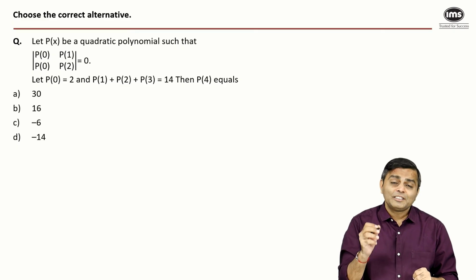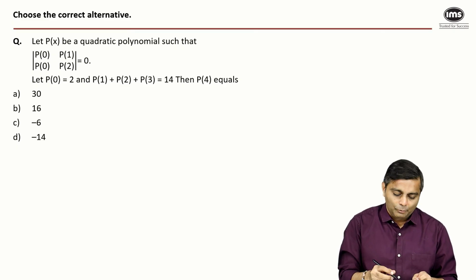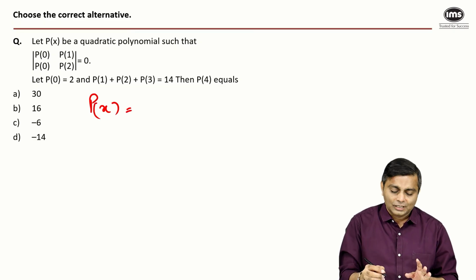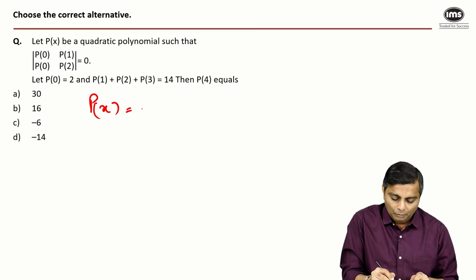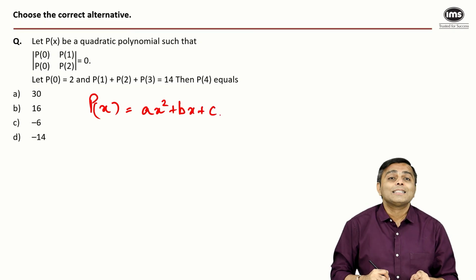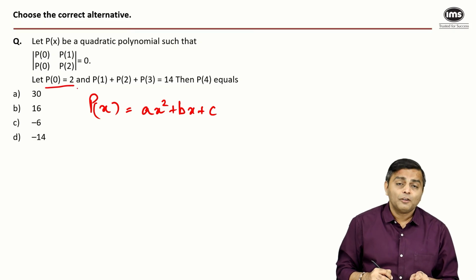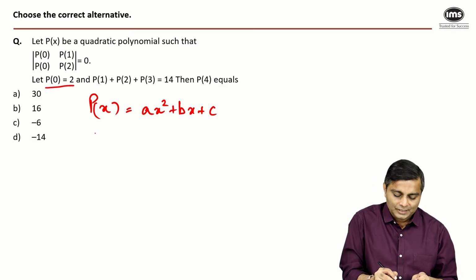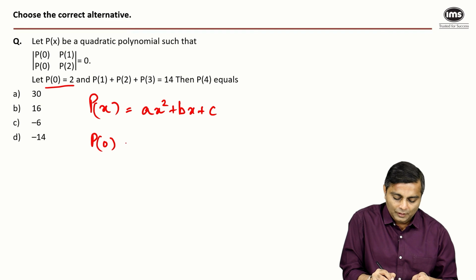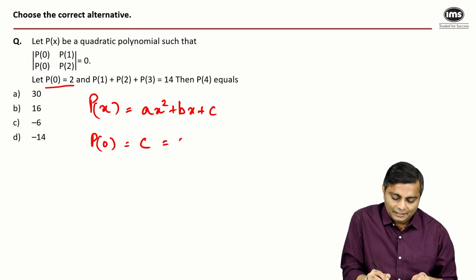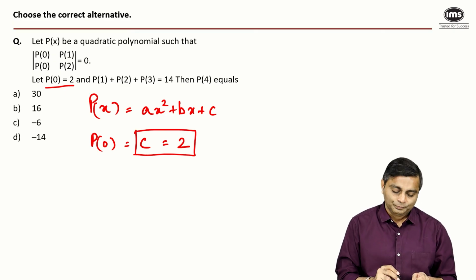Okay, but anyway, so they've said P of x is a quadratic polynomial. What is the standard form of a normal quadratic polynomial? Ax square plus bx plus c. Correct? P of 0, they have said 2. So we'll just replace x with 0. When x becomes 0, a becomes 0, b becomes 0. This is equal to c. This they have said is equal to 2. So from here we understand c is equal to 2.